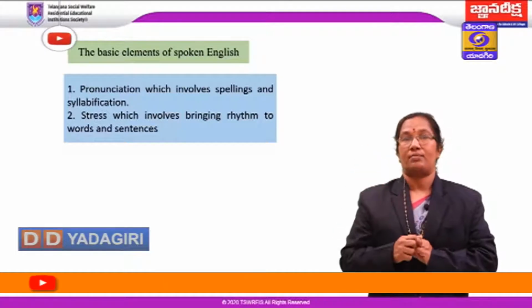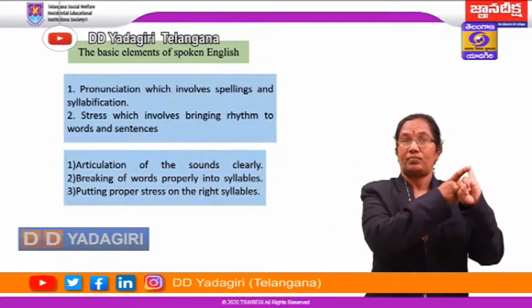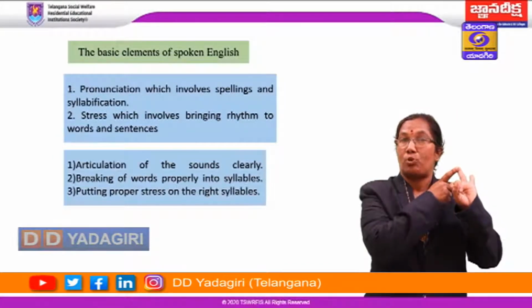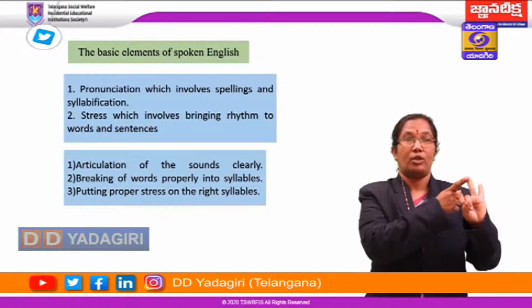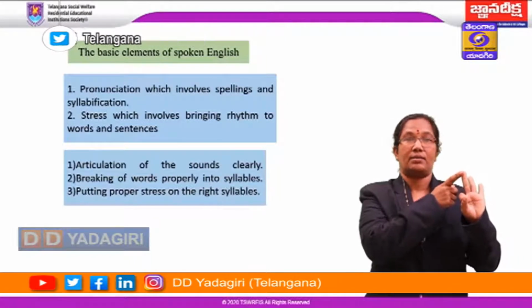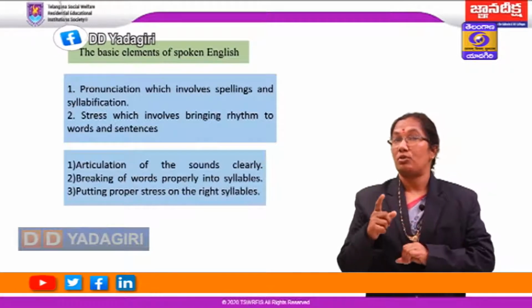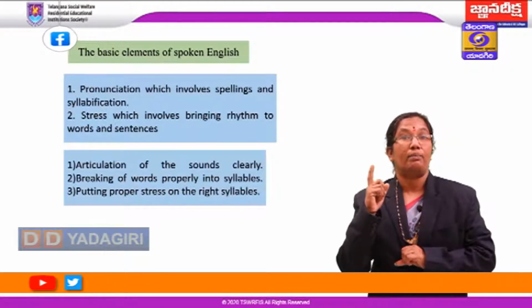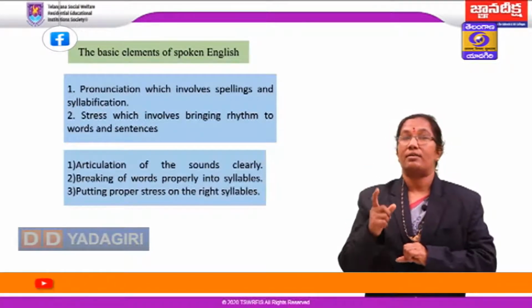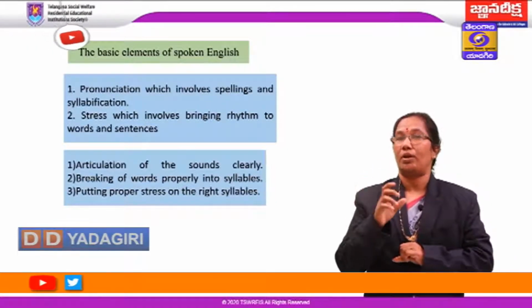It involves articulation of the sounds clearly, breaking of words properly into syllables, putting proper stress on the right syllables. In spoken form of the language, we must know the basic minimal unit of a language, that is sound, which is also called speech sounds or phoneme.